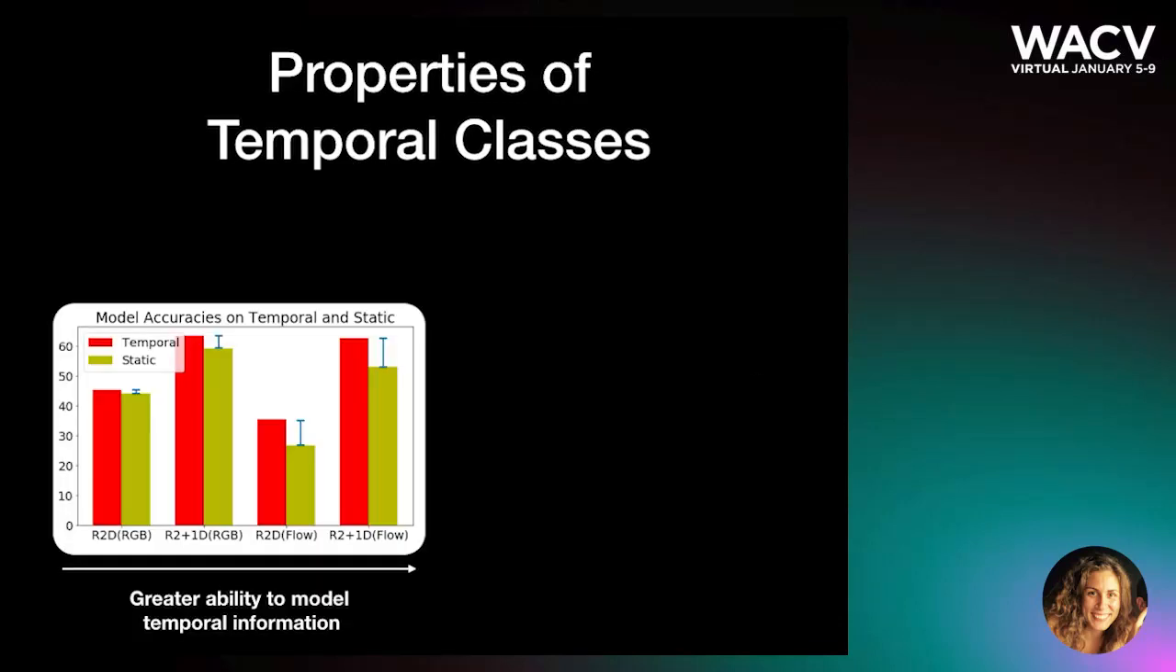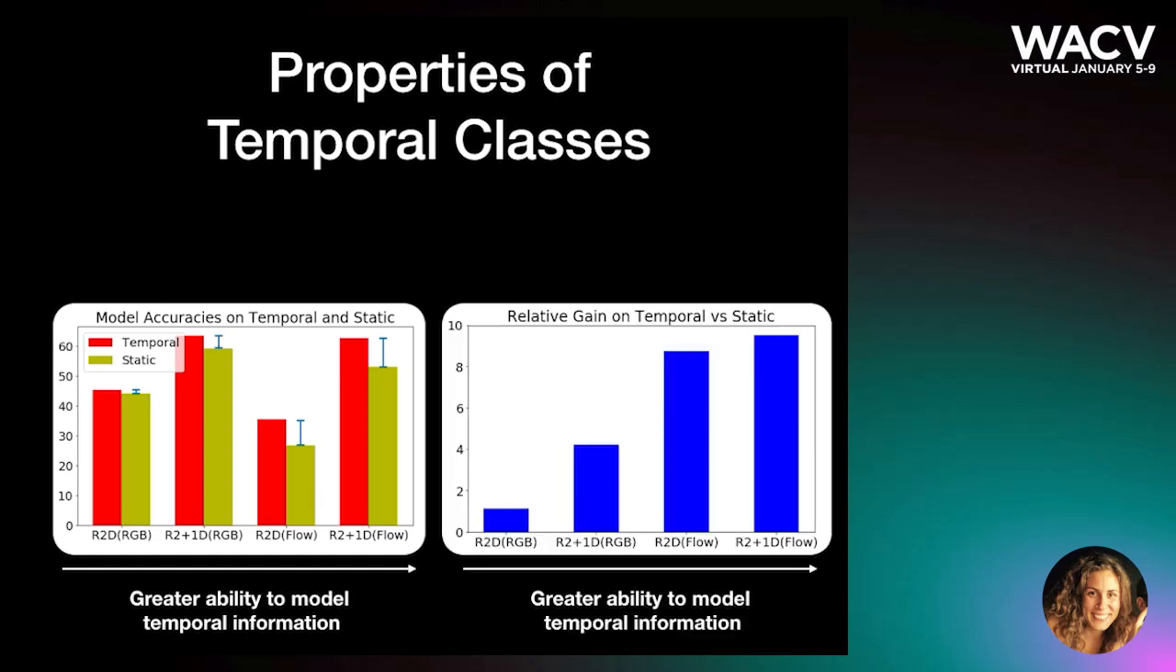For experimentation, we create a second split, which we call the static classes, containing a sample of non-temporal classes of the same size as the temporal set. We measure the relative gain of a network from testing on static classes to temporal classes on several networks. As we plot this relative gain, we observe that networks with higher ability to model temporal information actually gain more when tested on temporal data. This is a sanity check that accuracy on temporal classes is a good measure.